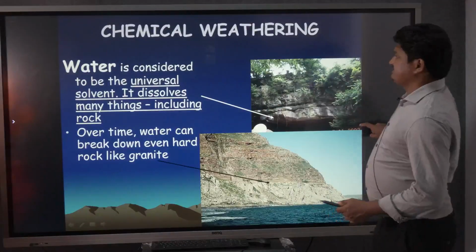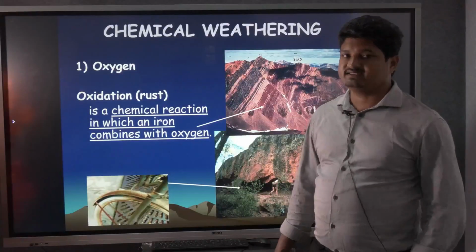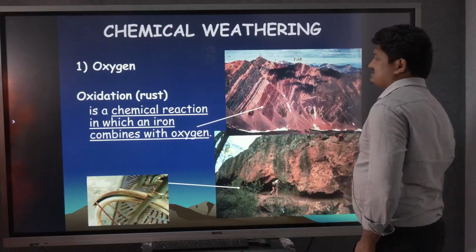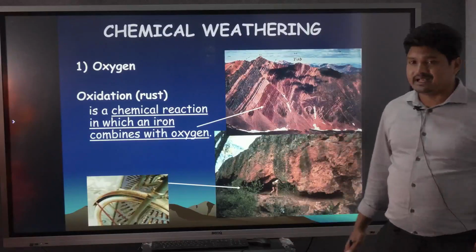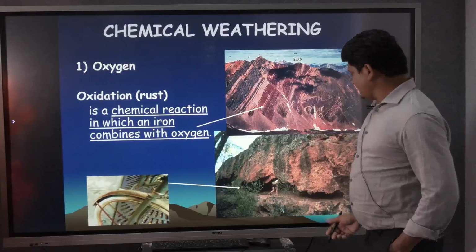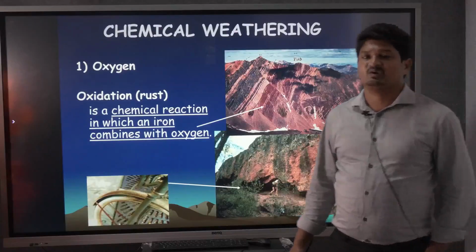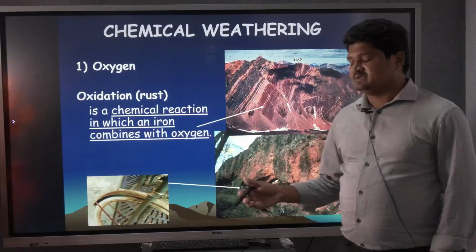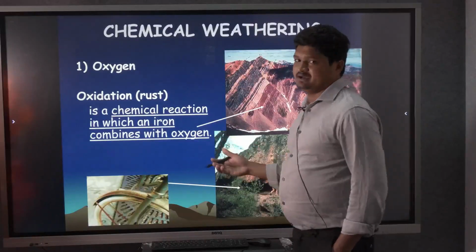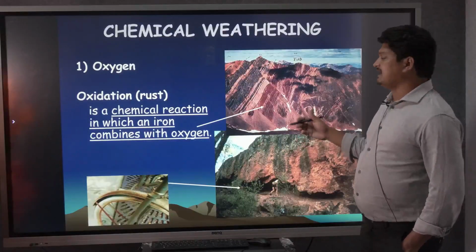So what is the major agent causing weathering? That is what we call chemical weathering. Oxidation is the process of chemical reaction involving iron. For example, in this area we find different types of rocks, like khondalite. Khondalite contains different iron minerals like pyroxene and amphiboles, including sillimanite minerals. It contains some iron.